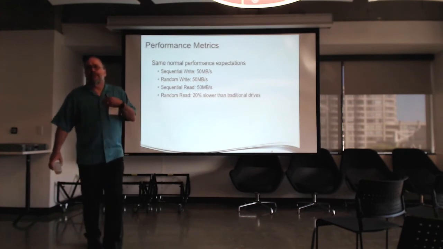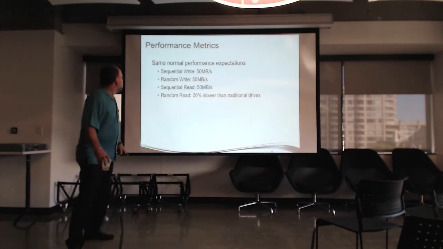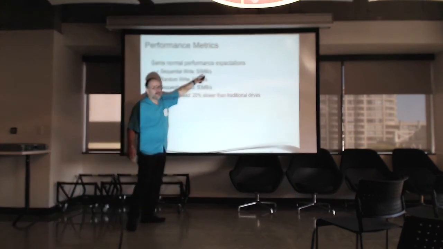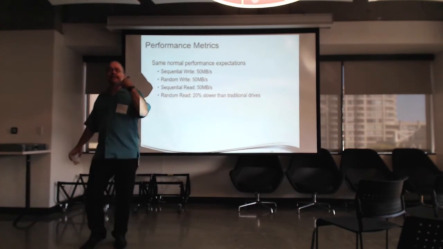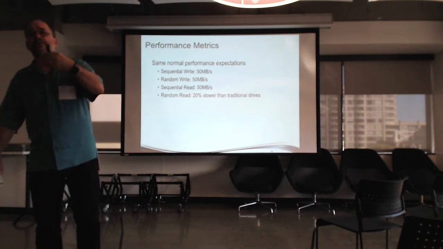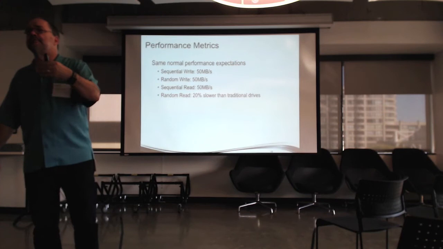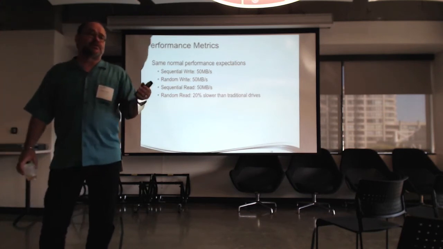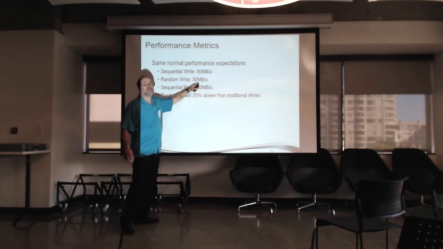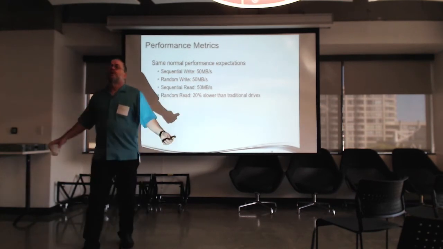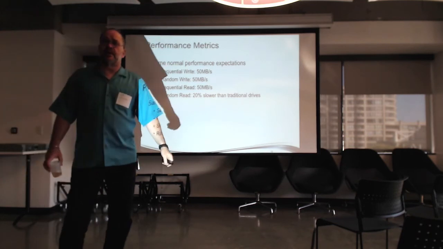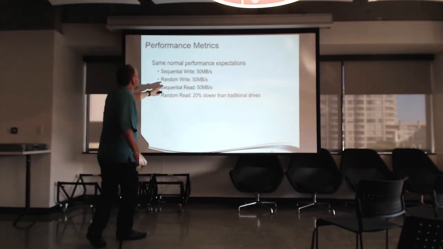I mentioned before that sequential write is about 50 megabytes per second. When you're writing keys that are in sequence, key A1, A2, A3, A4, A5, you get about 50 megabytes per second with 1 megabyte files. Random write, 50 megabytes per second. We're log structured. When the data comes in, we write it out. So we get random writes of 50 megabytes per second at megabyte writes.